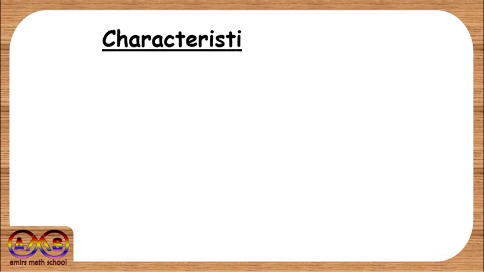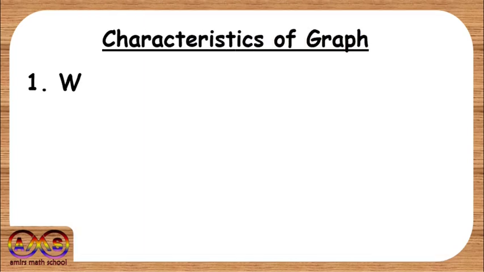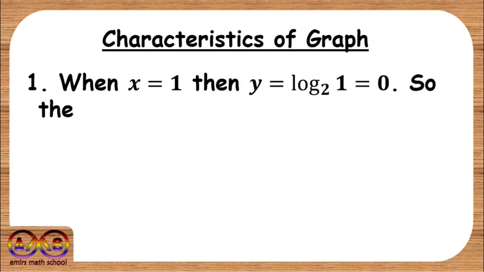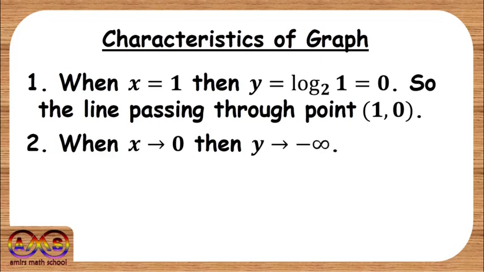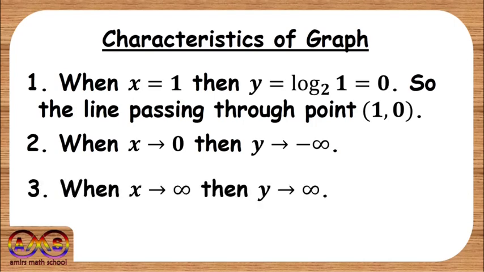Now the characteristics of the graph. Number 1, when x equal to 1, then y equal to log 2 base 1, which is 0. So the line passes through the point 1, 0, which is true for all logarithmic graphs. Number 2, when x tends to 0, then y tends to minus infinity. That is, when x approaches 0, then y approaches minus infinity. And number 3, when x tends to infinity, then y tends to infinity. That is, when x approaches infinity, in that case y also approaches infinity.